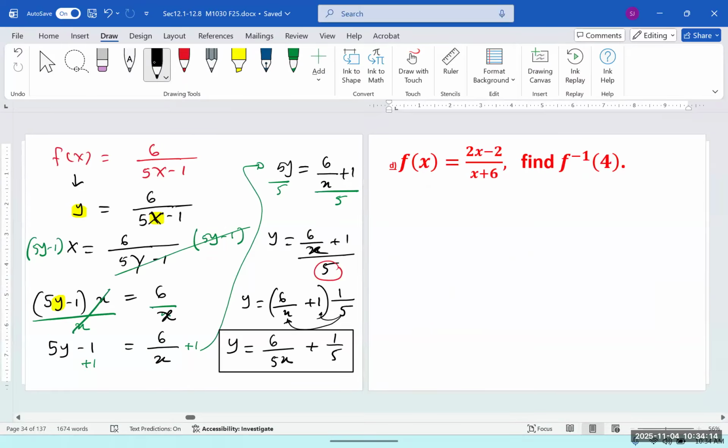Then we have another one. f of x equals 2x minus 2 divided by x plus 6. In this case, first you have to find the inverse and then replace your x in the inverse function with 4.